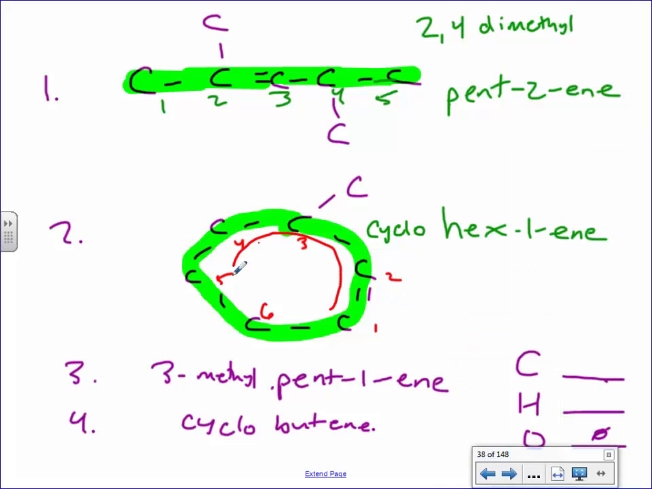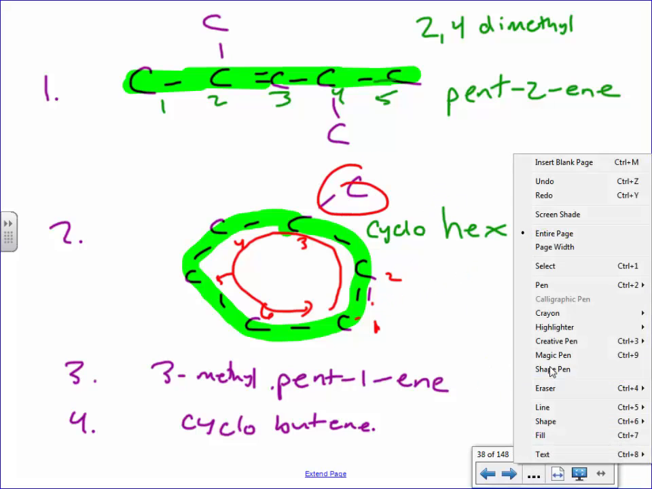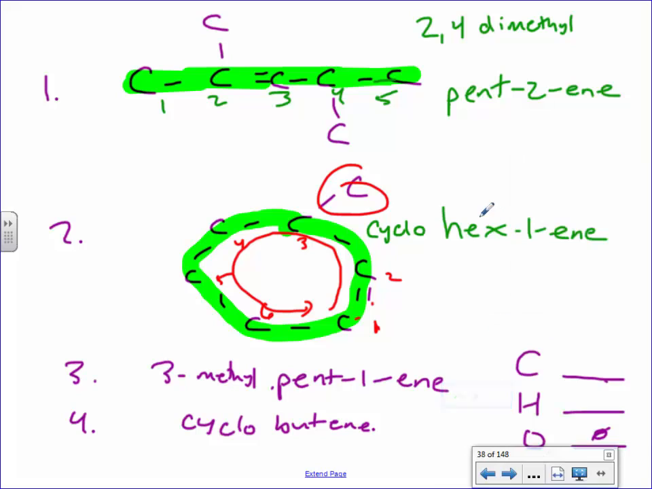So as you go around the circle this way, here's the 1. After the 1 comes the double bond. So here's the 1. After the 1 is the double bond. And then on number 3 is a methyl. So this one would be called 3-methylcyclohexene.